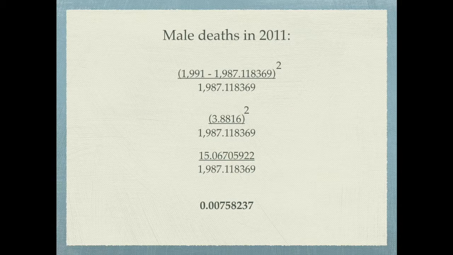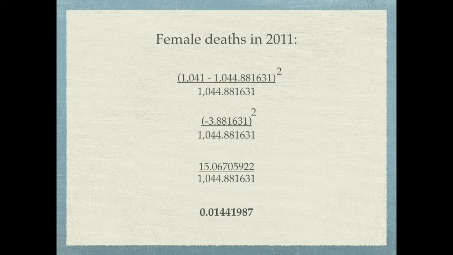So for male deaths in 2011, we would subtract 1,987.118369 expected deaths from the actual 1,991 observed deaths. We get 3.8816, and then we have to square it. The reason we square the observed minus expected value is in case the number comes out as negative. Squaring a negative number would make it positive, and we want to work with positive numbers only. So we square 3.8816 and get 15.067057. This divided by the expected value is 0.00758237. We repeat this same process for each data point.